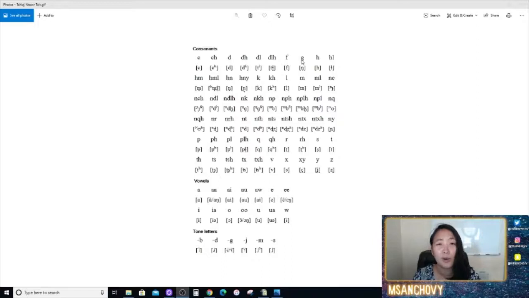We don't have G. Some people will use G as an American letter for short, for K, which we already have here. I don't know why they put it here. That's stupid, in my opinion. Whatever. Anyways, we'll go to H.